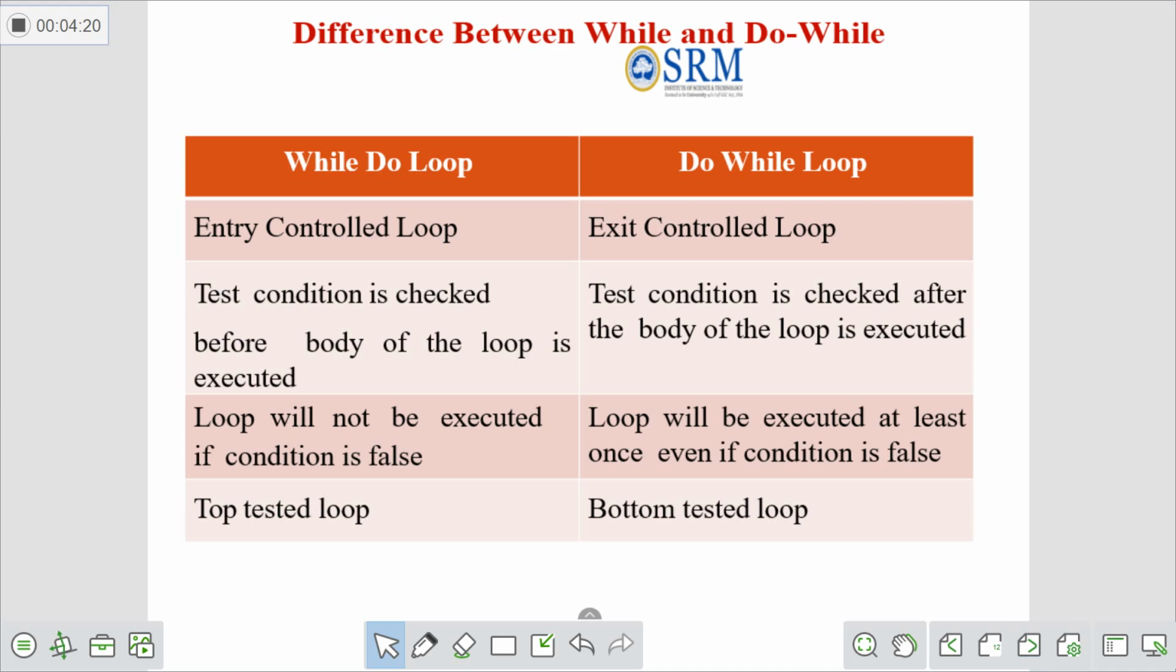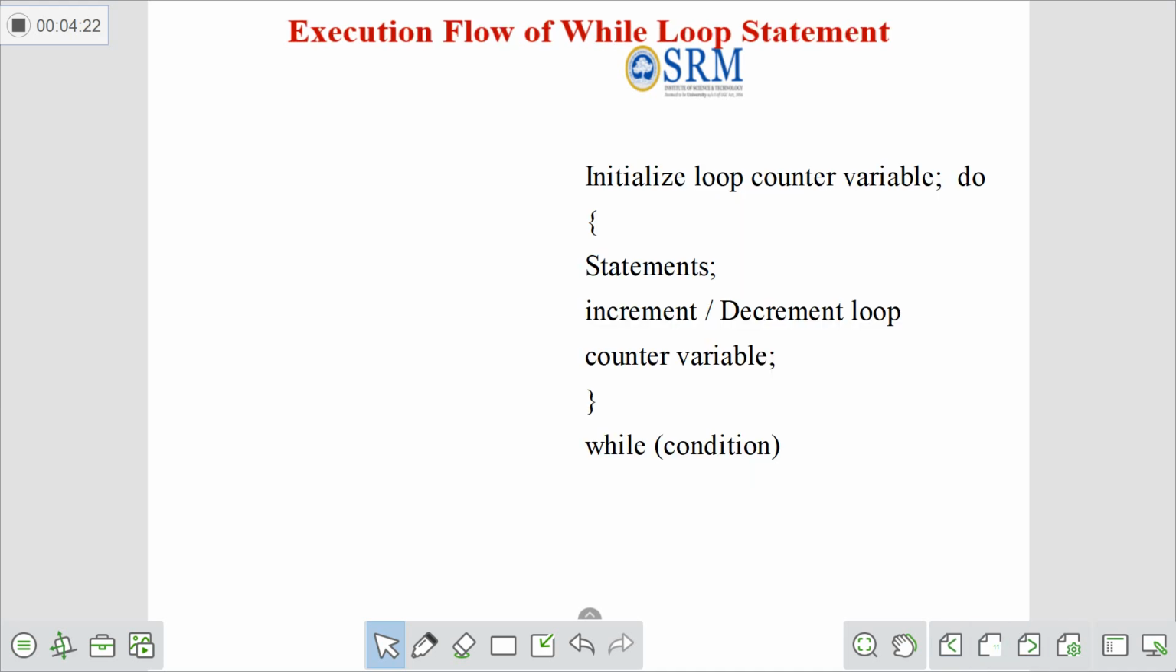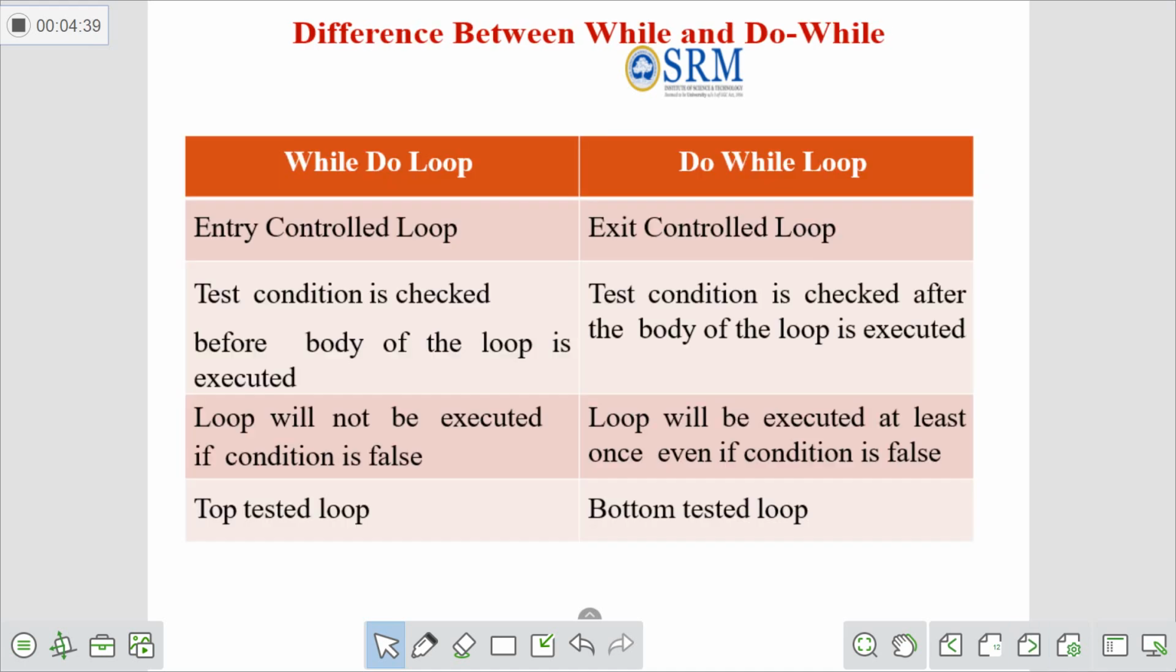The execution flow is similar to the while loop only. So do first, it executes. So what happens if the condition fails? If the condition fails, the set of statements will still be executed once in the do while statement. Okay, sir, there is a difference between while and do while. I'll explain that too.